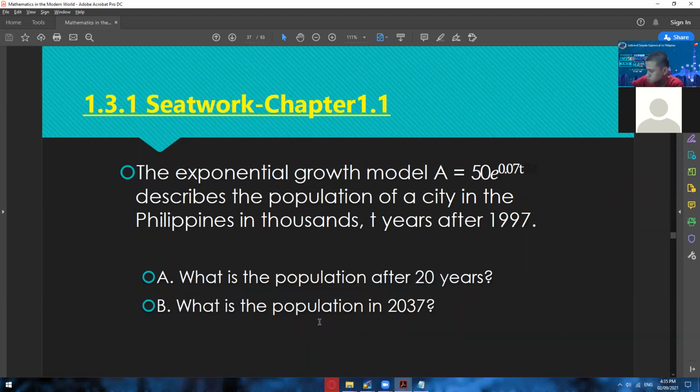Ipapakita po ba yung solution, sir? Or just the answer? That's the answer. Okay. Any other concerns? Okay, so I guess none anymore.